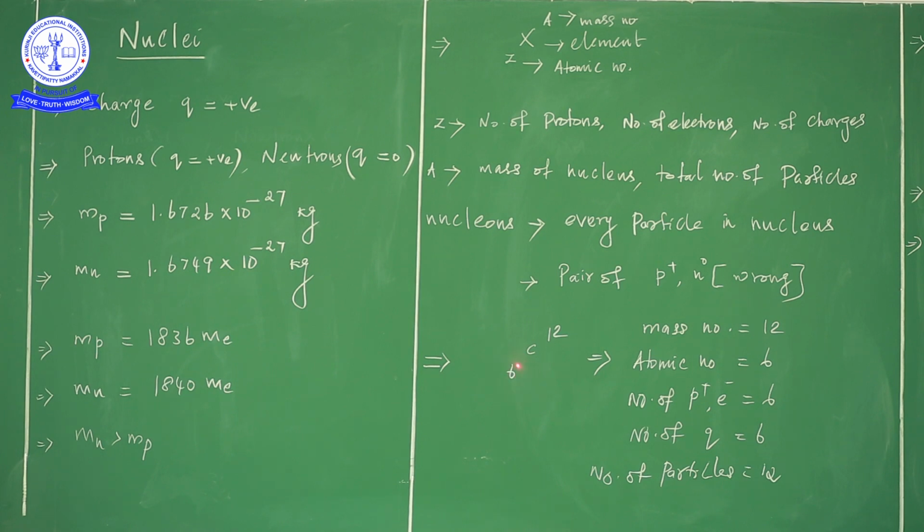So then additionally we can identify: suppose we are having 6 protons in the nucleus, it means we are having 6 electrons in the orbital.